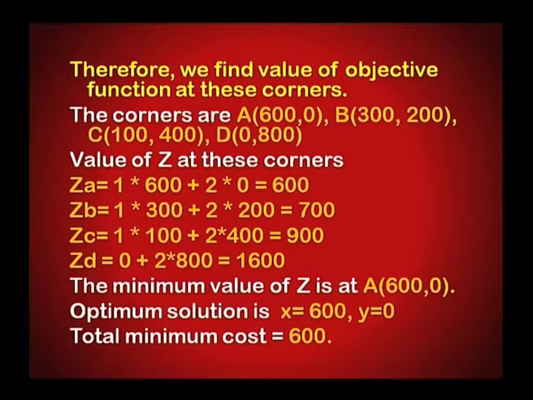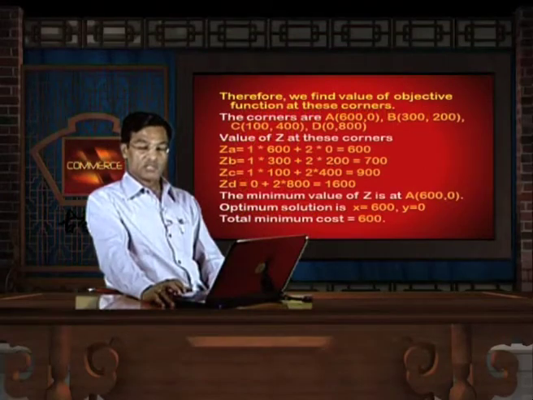Therefore, we find the value of the objective function at these corners. The corners are A (600, 0), B (300, 200), C (100, 400), D (0, 800). The value of z at these corners is as follows: z at A is 600, z at B 700, z at C 900, z at D 1600. The minimum value of z is at A (600, 0). Therefore, the optimum solution is x equals 600, y equals 0. Total minimum cost is 600.